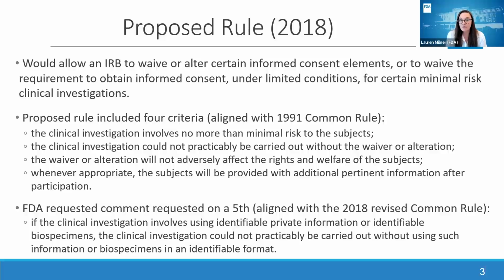We also, in the proposed rule, requested comment on a fifth criterion, which was aligned with the fifth criterion for the waiver that was added in the 2018 revisions to the common rule. That's specifically about research or clinical investigation using identifiable private information or identifiable biospecimens, and discussing how it couldn't practicably be carried out without using that identifiable data or biospecimens. Next slide.